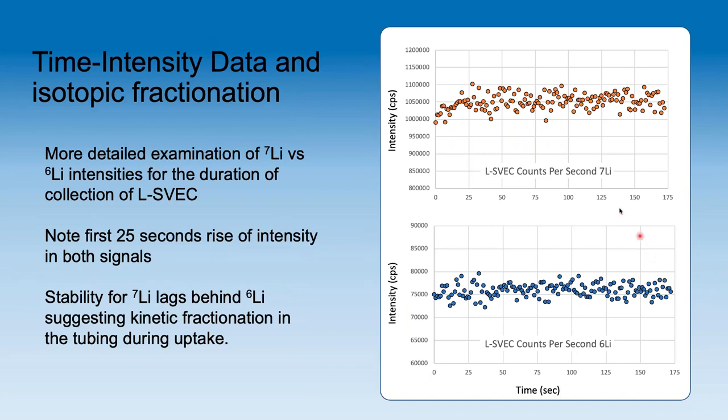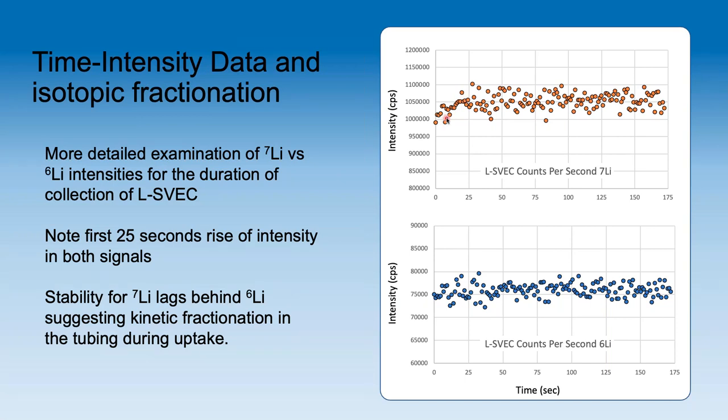This is why that ingrowth is important. This is for LSFAC. And what we're dealing with is 6 versus 7 in exactly the same way. Notice the rise in the first 25 seconds. 6 doesn't really rise, but 7 does. So what does that mean?